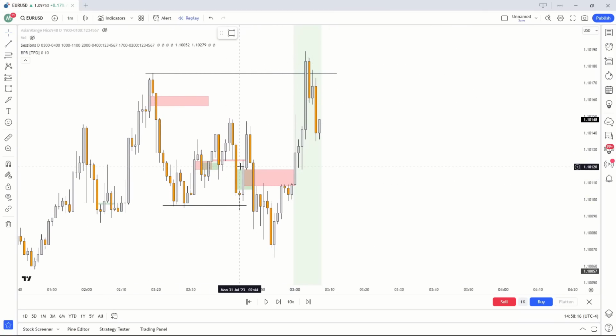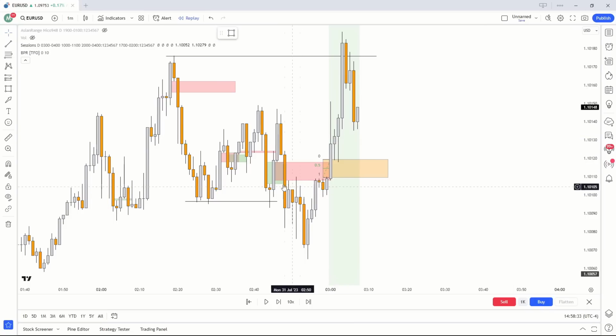The BPR indicator has shown me that there is a balanced price range right here. So we want to mark out our fair value gap right here. I want to enter off the 50% range. This is a valid balanced price range. As you can see, we have a fair value gap right here. We have another one right here, another one right here, and even another one right here. So they are overlapping. This makes a balanced price range. This adds confidence towards our trade.